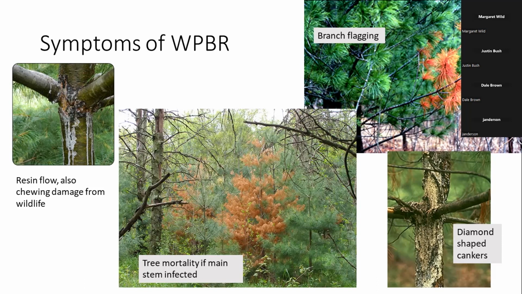If it gets on the main stem, it will girdle and kill the whole tree. And if you look closely at some of the older cankers, there'll be resin flow sometimes. Animals, for some reason, like to chew on the edges of these cankers. It might have a lot of, I don't know, something they like in the phloem tissue. And the cankers are generally centered on a branch stub and are diamond shaped. So that's what it looks like.